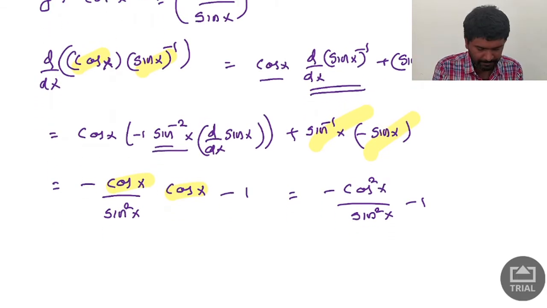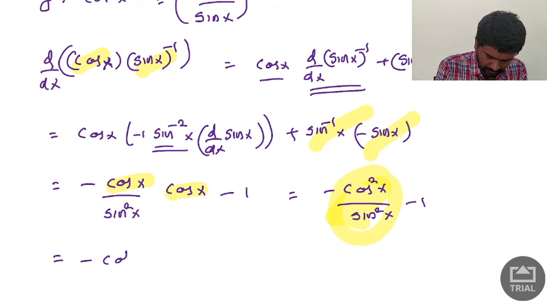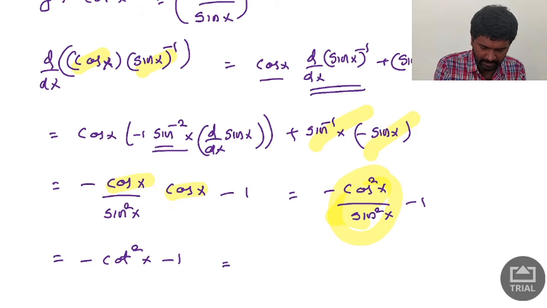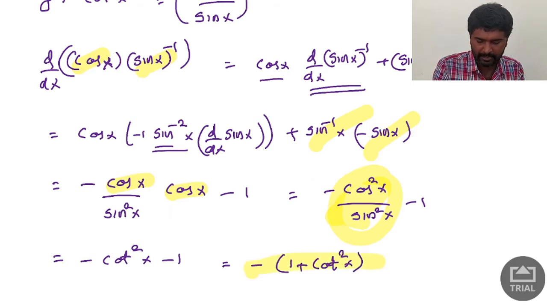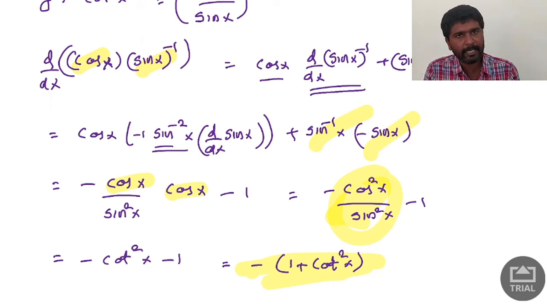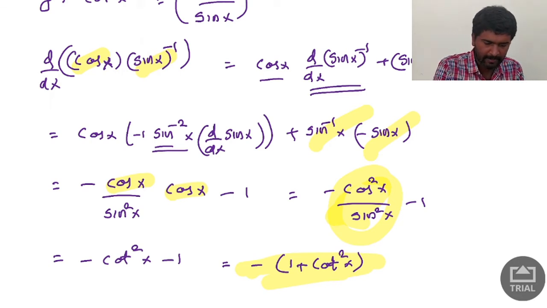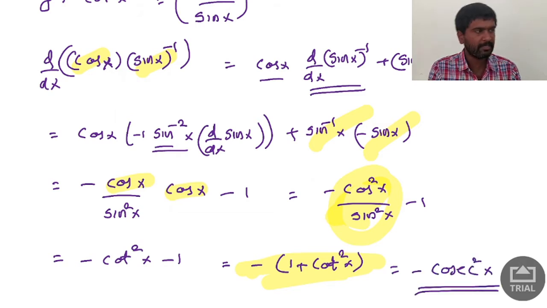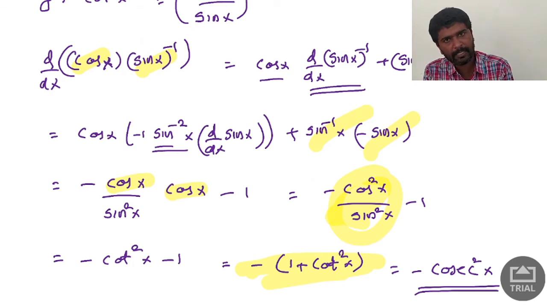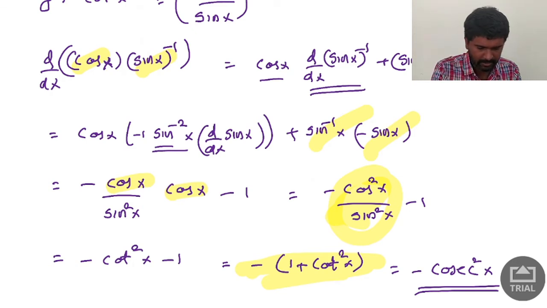So this one is cot square x minus 1. You can write this as minus of 1 plus cot square x. So this is the result. If you take the function cot x, your dy by dx will be minus 1 plus cot square x, or you can write it as minus cosecant square x. So this is the result. Similarly you can do it for cosecant x. So let us do that even.